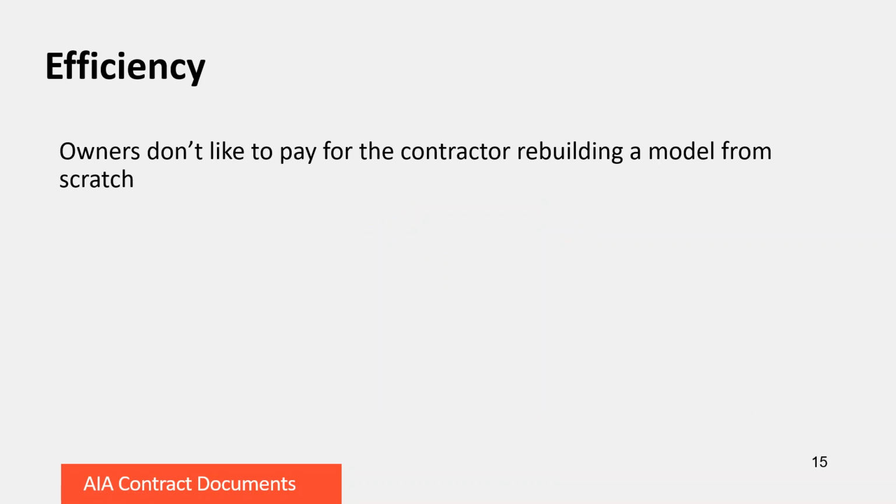Efficiency. Owners are starting to really chafe at the idea of paying the contractor to rebuild a model that they already paid for the architect to build. The problem here is if the contractor can come back and say, well, I have to rebuild the model because the architect says I can't rely on it. And then the owner starts telling the architect, well, why can't the contractor rely on the model? Isn't it right?